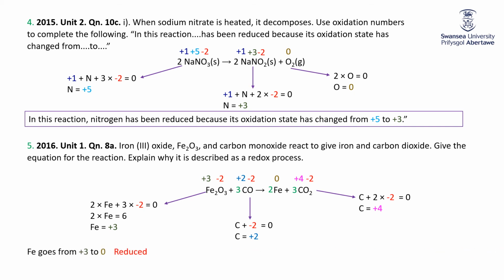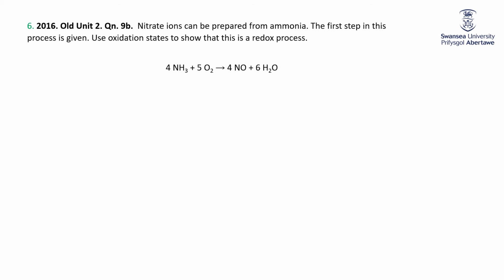Why is it a redox process? Because the iron goes from +3 to 0, which has been reduced, and the carbon goes from +2 to +4, it has been oxidized. I hope you find these are as much fun as I do.